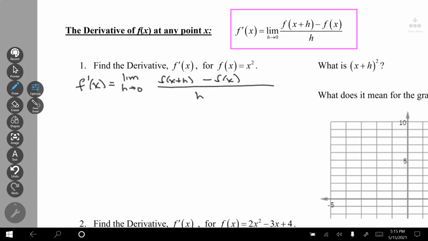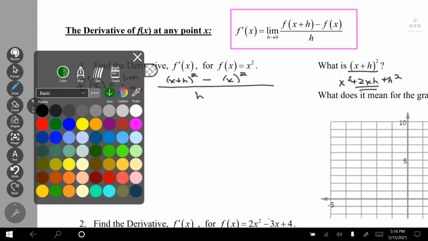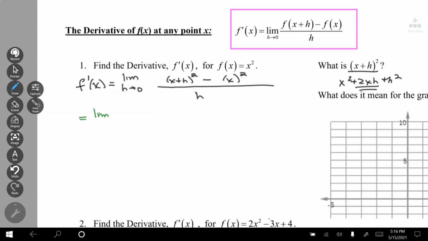And what do I really have? Instead of calling it f of x plus h, it's really x plus h squared minus x squared. And I'm going to clean this all up. So you should remember what x plus h squared is. We've done it many, many times. x squared plus 2xh plus h squared. Don't forget that middle term. So now I have equals the limit as h goes to 0. I'm going to put this every single time. x squared plus 2xh plus h squared minus the original function x squared all over h.